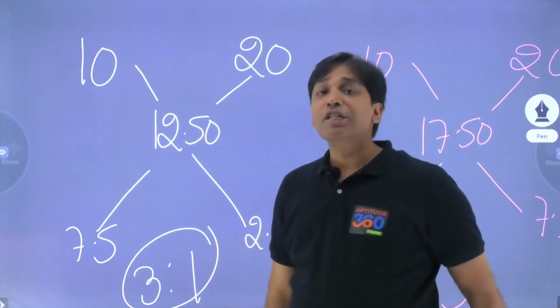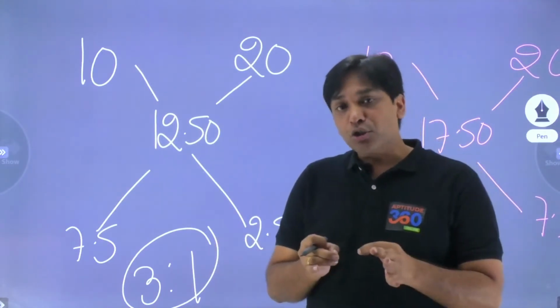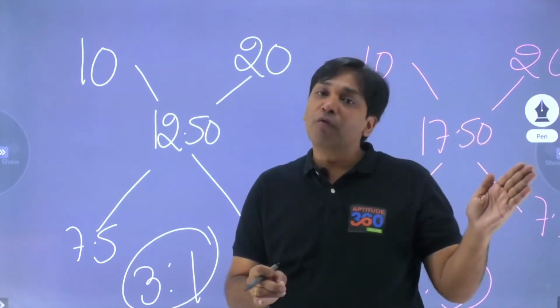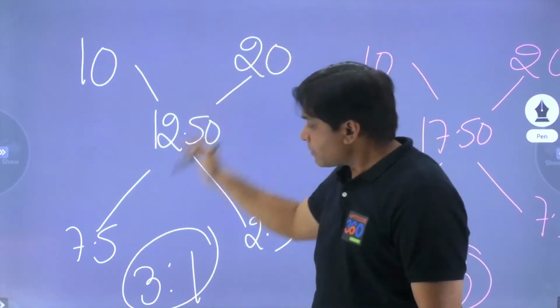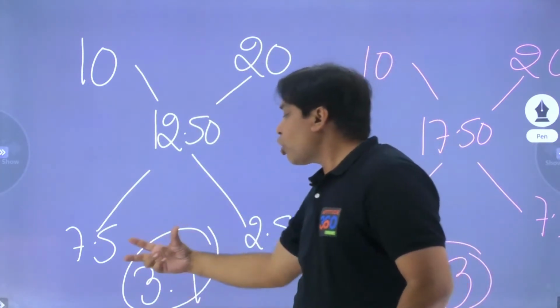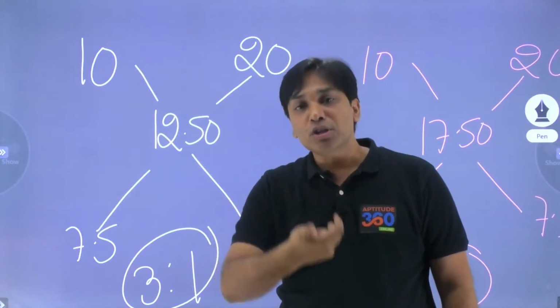Let me know in the comment section if you understood this method and how we went from the straight line method to the alligation method, because in this method there is no confusion. You do not have to write your ratios in the reverse order.